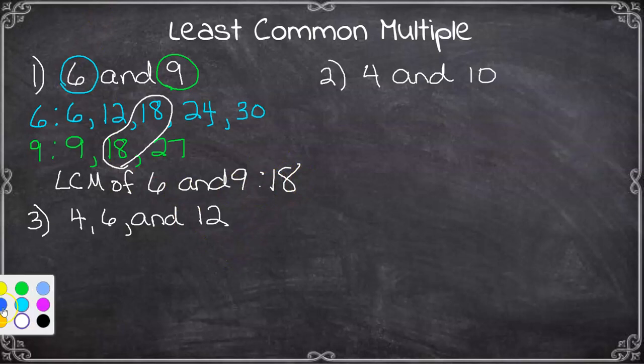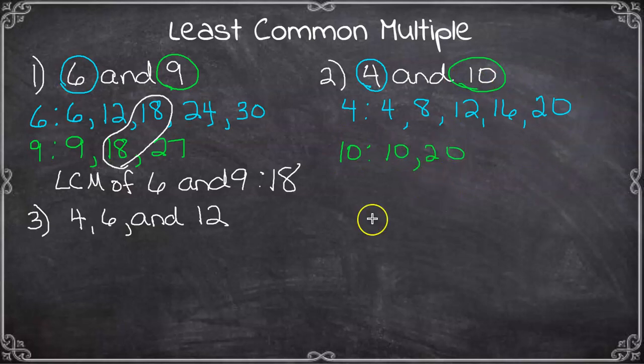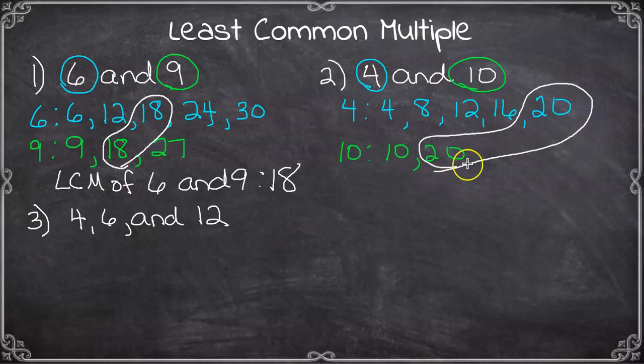Let's look at 4 and 10. So I'm going to list the multiples of 4. First one is always the number itself, and then just skip count by 4s. And I'll go to the 5th one. Multiples of 10, skip count by 10. And I already have one that they have in common, 20. So I'm going to stop there. So the LCM of 4 and 10 is going to be 20. That's the lowest number that both of them will divide into.